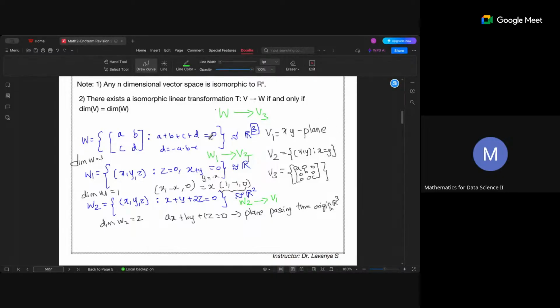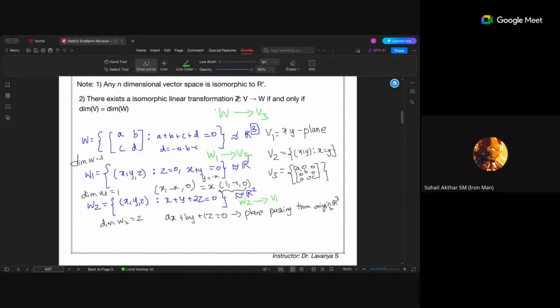If two-dimensional spaces are given, they are isomorphic. If the dimensions of one vector space and the other vector space are the same, then they are isomorphic or not? Yes, two vector spaces of the same dimension are isomorphic. That is what this note 2 tells you: if two vector spaces have the same dimension, then they are isomorphic.